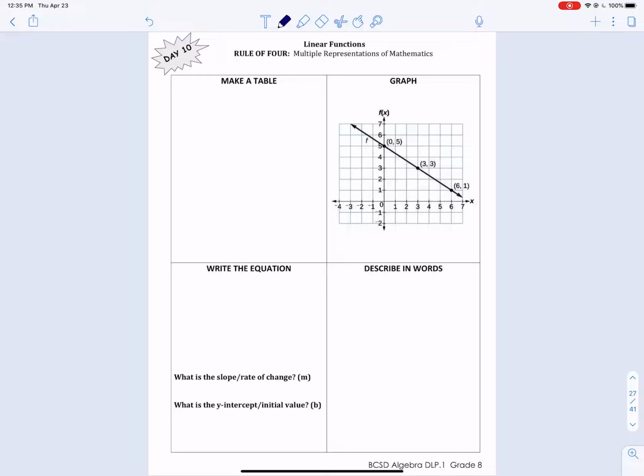Okay, so this one is a rule of 4, and we're just going to combine everything that we just practiced into one thing here. So for an equation, you're going to find the slope by choosing 2 points. They give us a couple points here. So we're going to go down and over. The slope is, remember, rise over run. So I'm going to go down 2 over 3. So there's our slope. Our y-intercept is here.